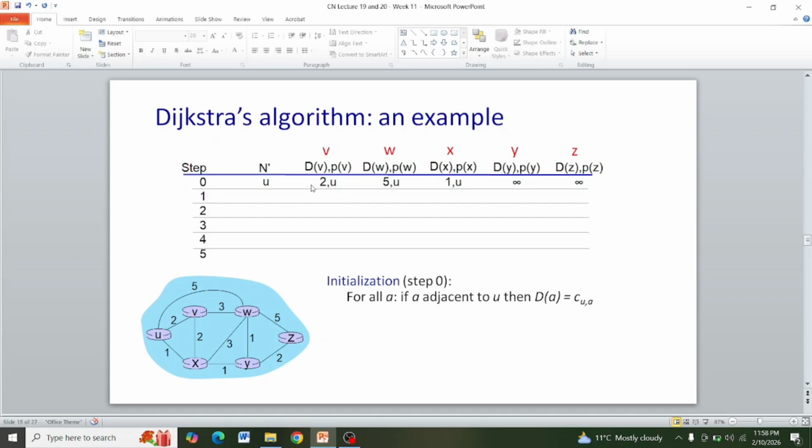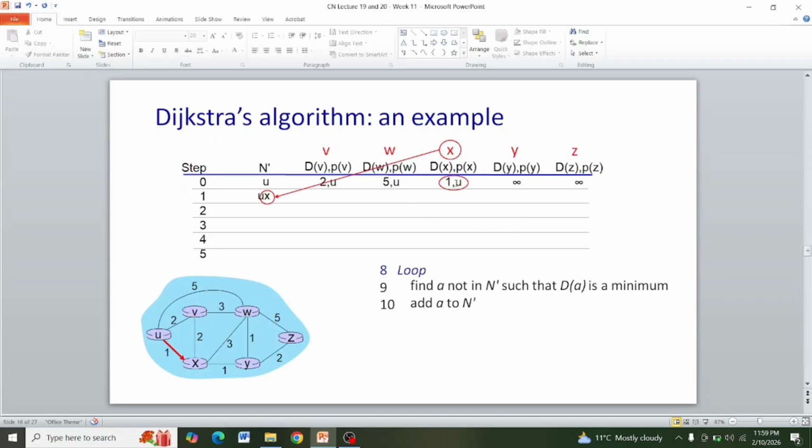Here we see that in case of moving from U to V, we have a direct link, so D(V) becomes 2, and that is mentioned here. And the predecessor of V is U, so we have written 2, U. In case of W, the cost is 5 and the predecessor is U. In case of X, the cost is 1 and the predecessor is U. Whereas in case of Y and Z, as U is not directly connected to nodes Y and Z, their cost is mentioned as infinity.